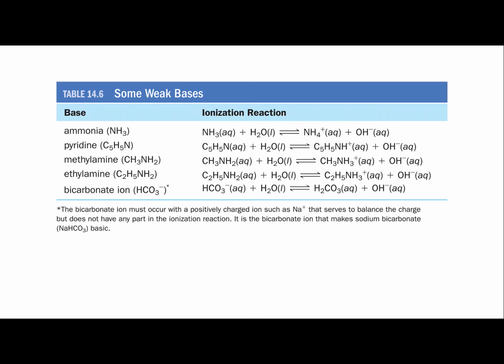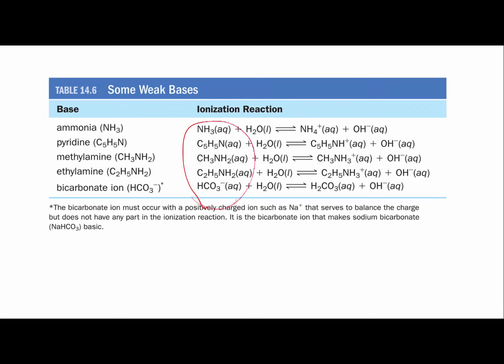Got some weak bases here. So ammonia is a weak base. Pyridine, methylamine, ethylamine, bicarbonate. These are all weak bases. Many weak bases. Organic amines are weak bases. Okay, and you can just see all of these bases, right? They all become conjugate acids.